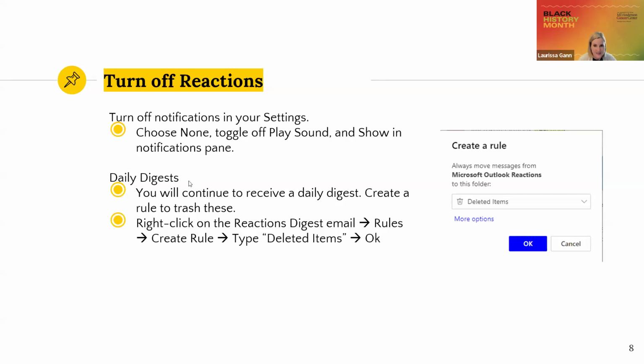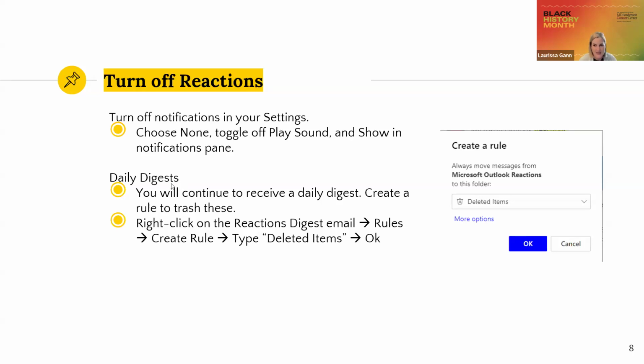Now, the other thing that happens is if somebody gives you a reaction on an email, you get something called a daily digest. So the daily digest is an email, which seems to be counterintuitive to reducing emails. But the only way that we found that you could get rid of this daily digest if you don't wish to receive it is to create a rule. It's really simple to do. You'll only have to do it once.